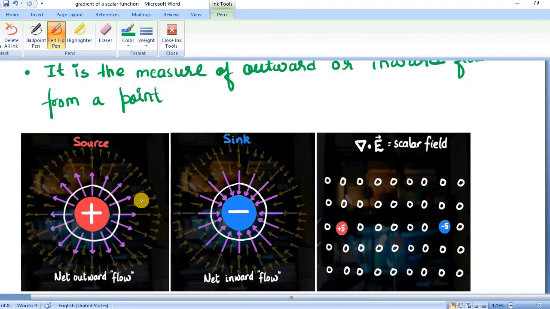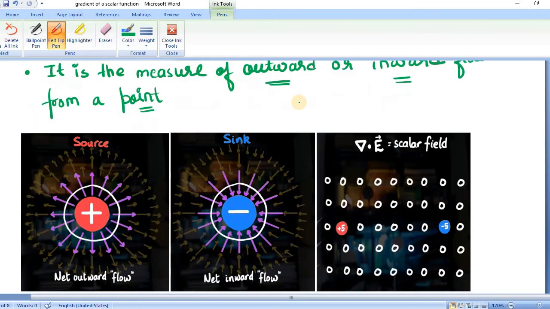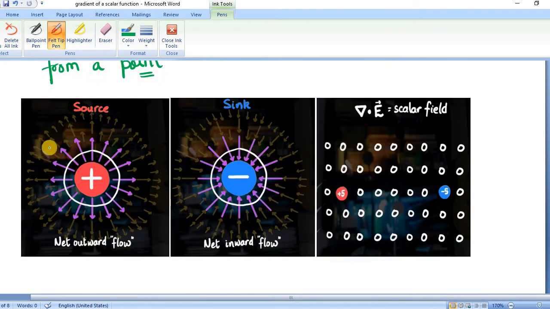Now let's understand what is the divergence. Actually, it is the measure of outward or inward flow from a point. This flow could be of anything. It could be electric signals, it could be any fluid, it could be any magnetic field, electronic charge, anything. So it's basically the measure of outward or inward flow from a point.